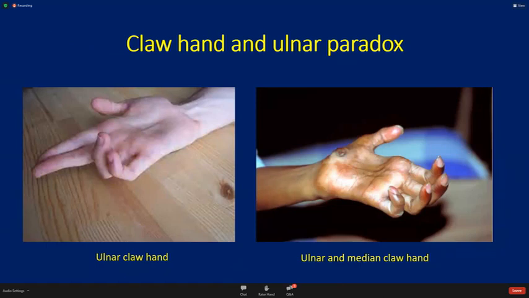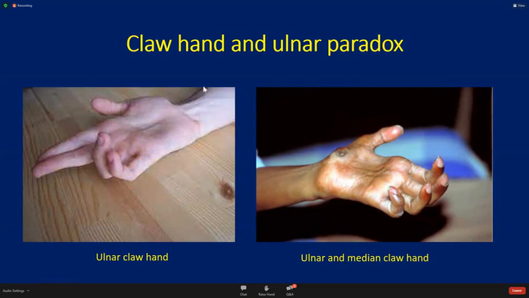So the typical picture of ulnar weakness is a claw hand, which is due to weakness of the interosseous and lumbricals, particularly on the medial aspect. So for the medial two fingers, there is hyperextension of the metacarpophalangeal joint and flexion at the level of the distal and proximal interphalangeal joints.